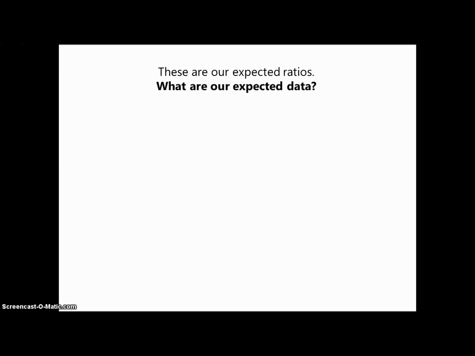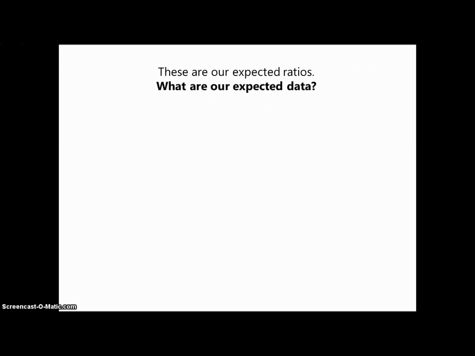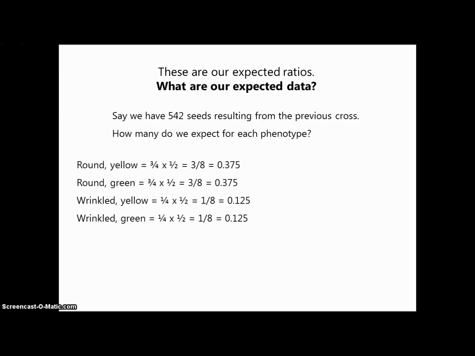Okay, so those are what we are expecting to get. If we were actually performing this experiment, if we actually did this cross, this is what we expect. What kinds of data are we actually expecting? So let's say we do the cross, we end up with a total of 542 seeds. How many then do we expect for each phenotype?